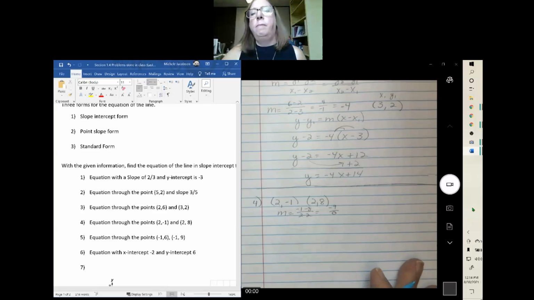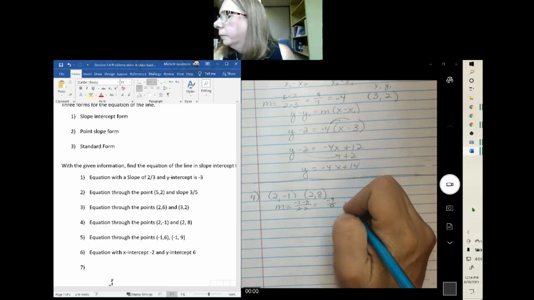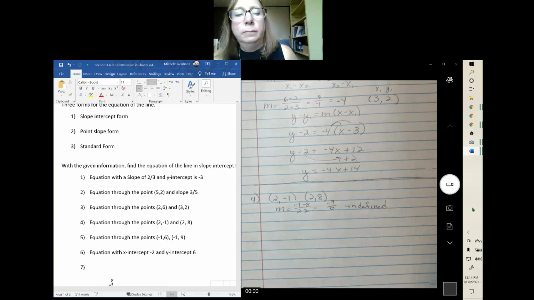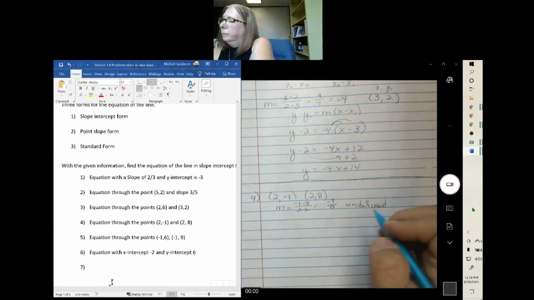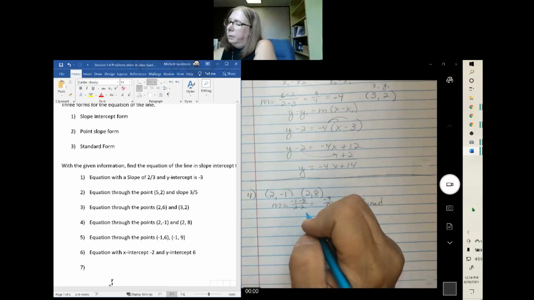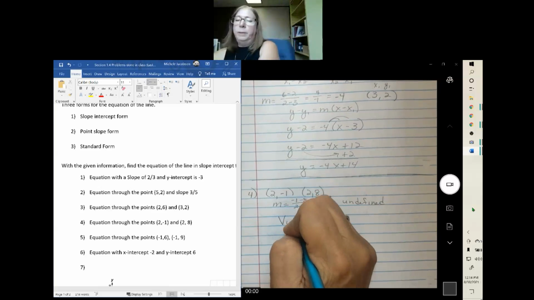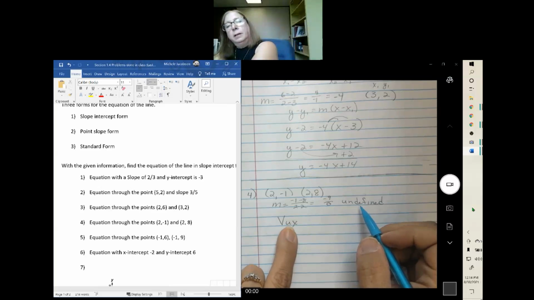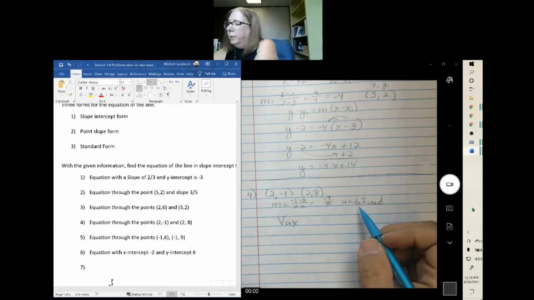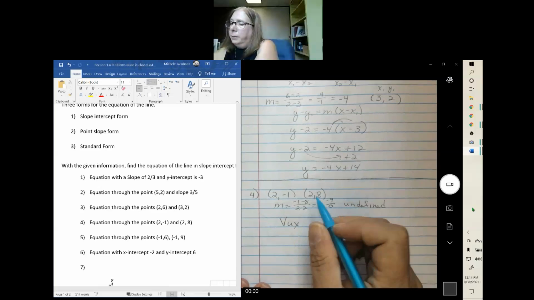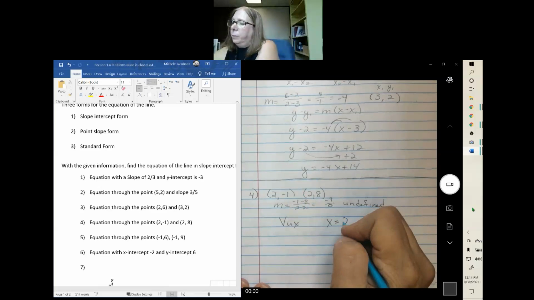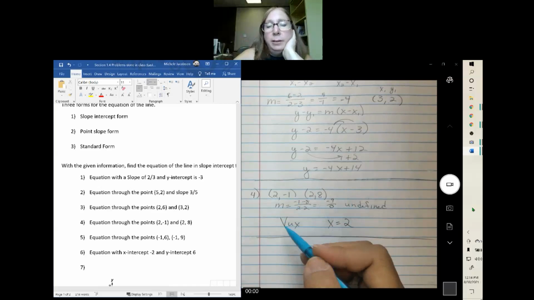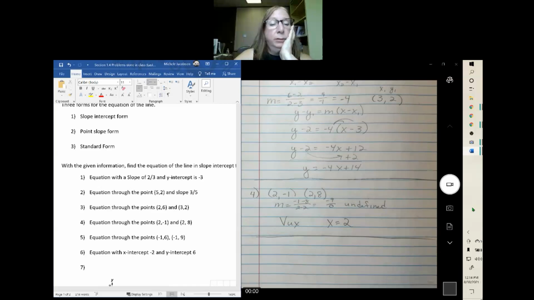What are we getting for the slope? We're getting undefined. Remember, that's a special case. Undefined, that would be the VUX from HOY-VUX. Undefined is x equals a number. And notice the x's repeat. So the equation is just x equals 2. So on these special cases, finding the equation is a lot quicker.